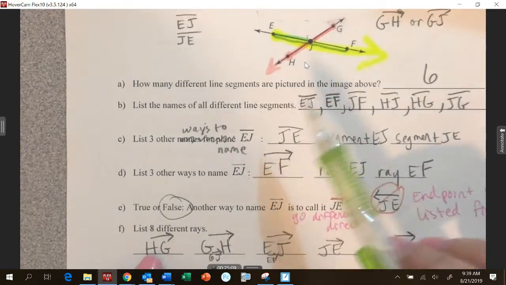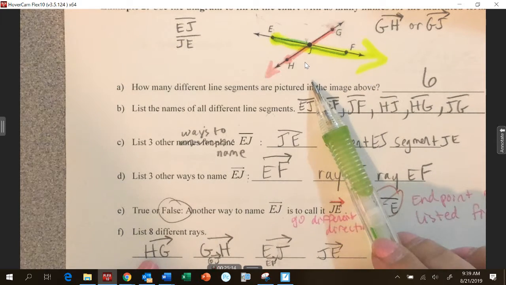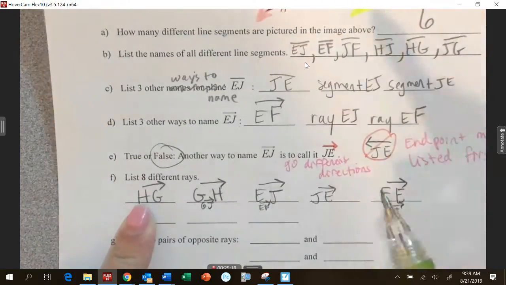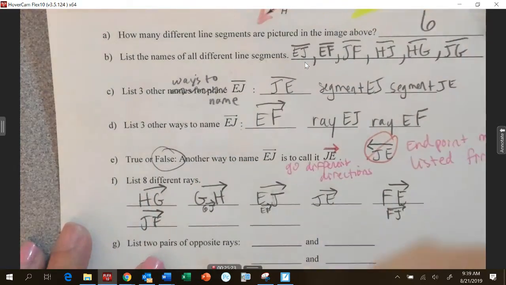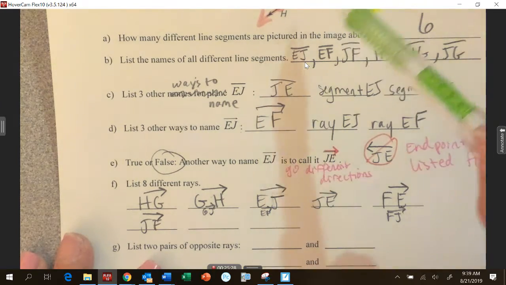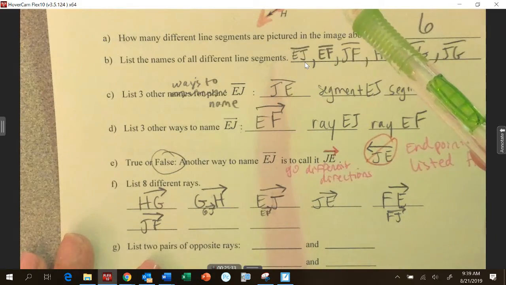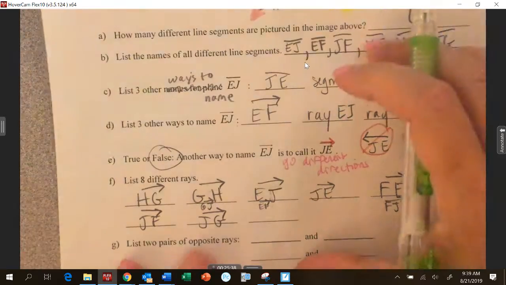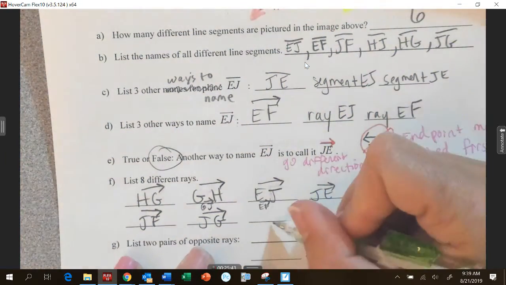So, let's see. We've done HG. We've done GH. We've done JF. JF is a new one. Okay. I know. Now we're like, which ones am I missing? JF. We did JG. No, did we do JG? We didn't do JG. That's a new one. JG. Did we do JE? We did JE. Did we do JH? We did not do JH. There you go.